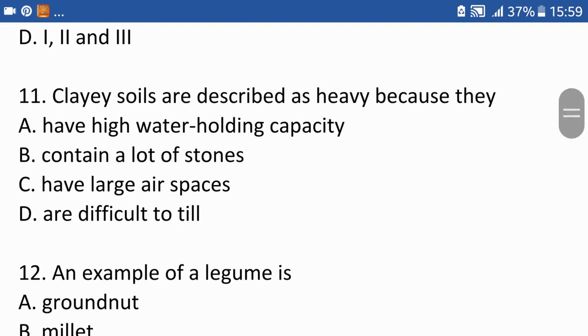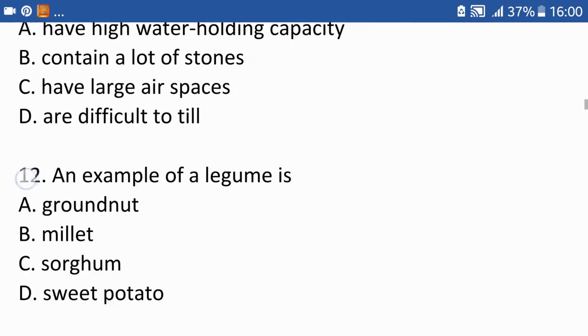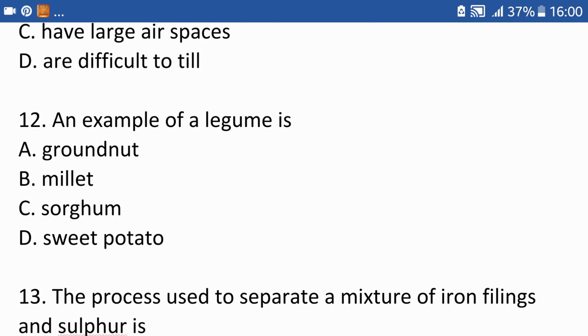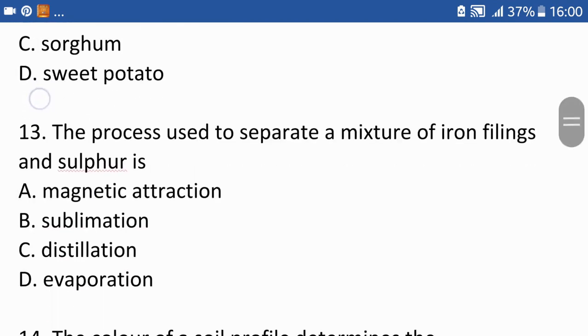Number 11. Clay soils are described as heavy because the Question 12. An example of legume is. 13. The process used to separate a mixture of iron filings and sulfur is.